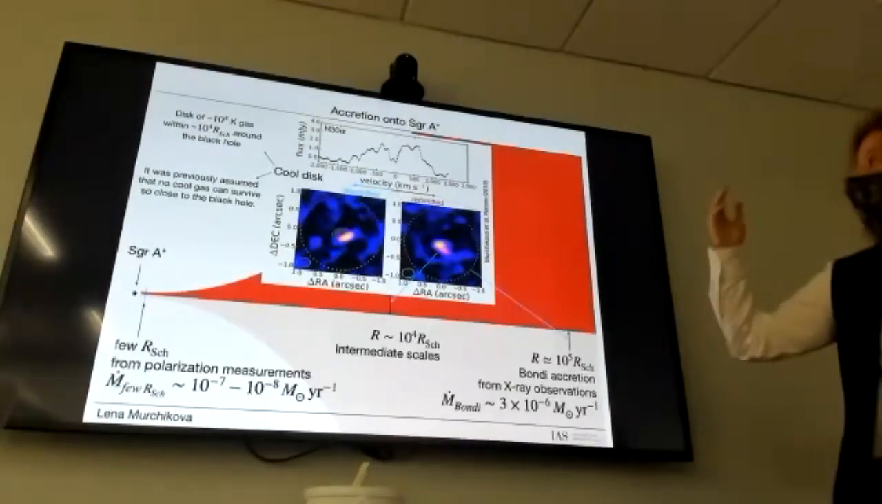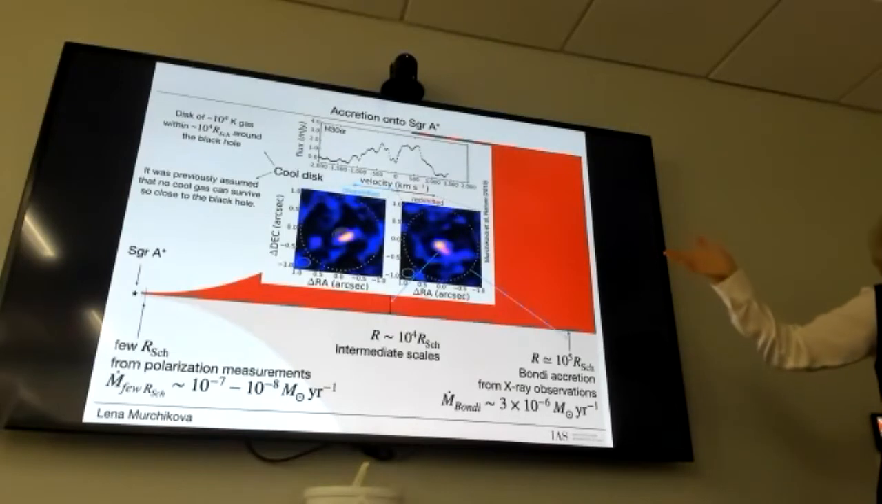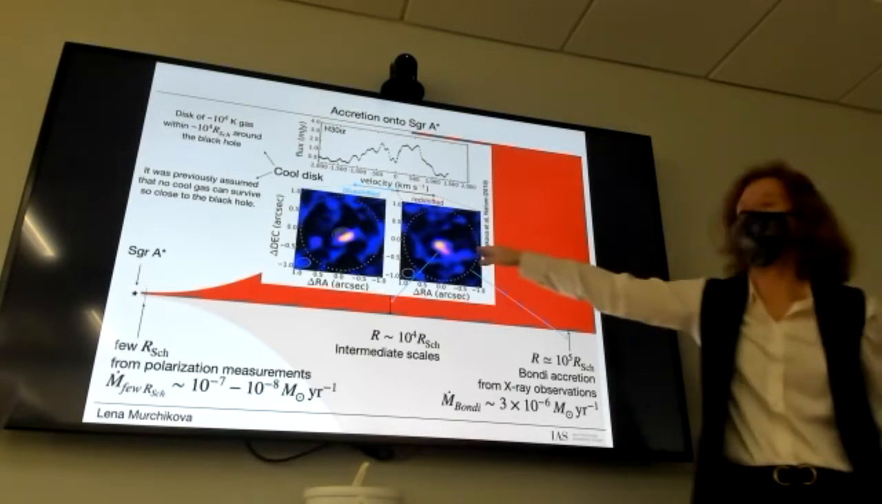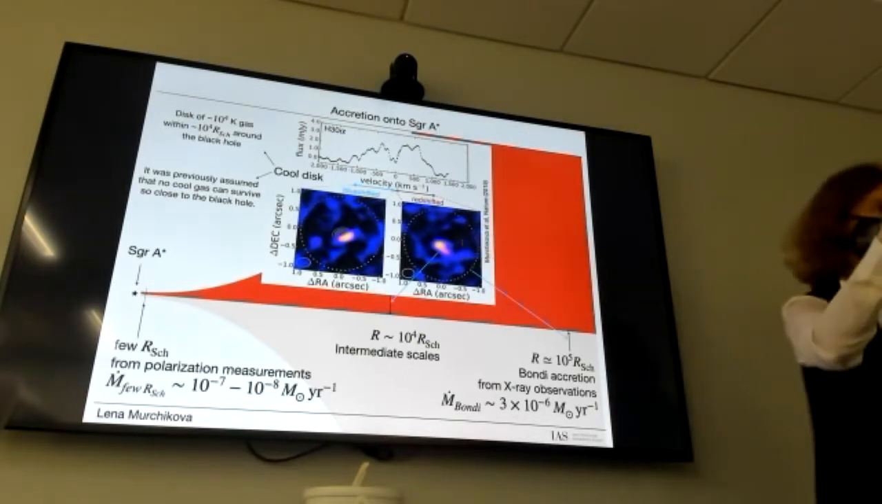So yes, this disk sits well within the Bondi radius, within about 10 to the 4 Schwarzschild radii. It's semi-resolved; you can't see the fine structures.